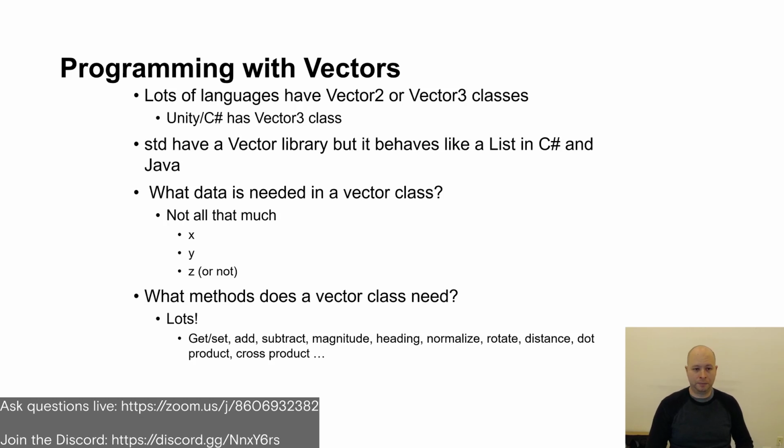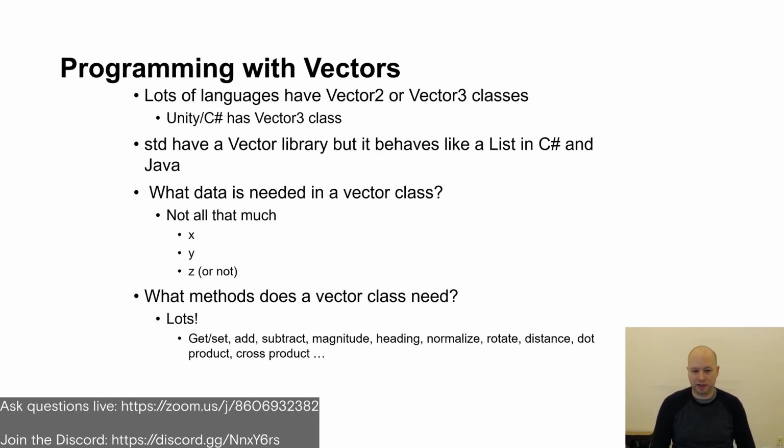So to talk about how to program with vectors, a lot of languages have Vector2, Vector3 classes, like Unity and C Sharp if you've taken 202, which is the other class I'm teaching this semester. The standard library has a vector library, but the vector in the standard library is a vector as in a computer science vector, which is a list that has dynamic memory. So keep in mind that you don't want to get those two confused. But generally speaking, it's really easy to have a vector class. You can build this out.